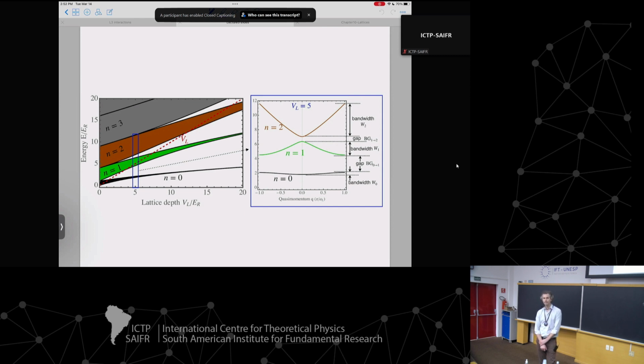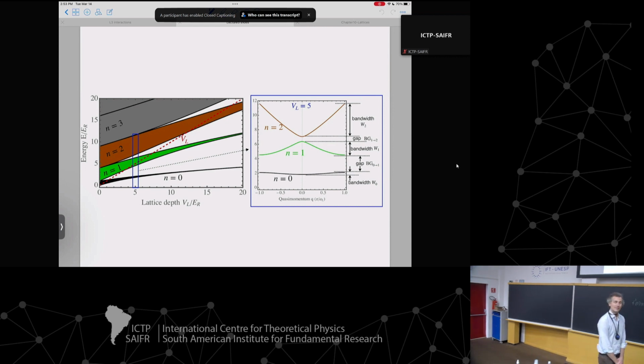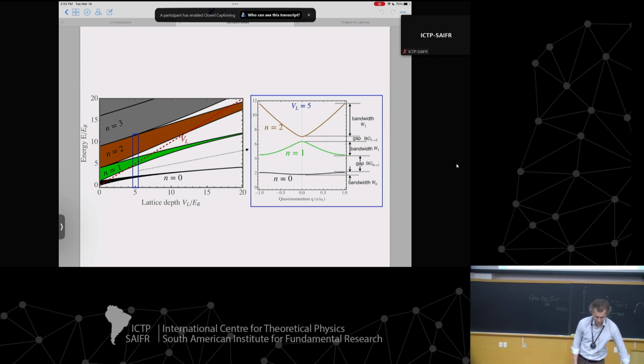Okay. And there's no lower limit? No, it can also be 0. That's right. We can turn off the lattice, and you can tune a Feshbach resonance to zero crossings. So, yes. Okay. Thank you. Good question.